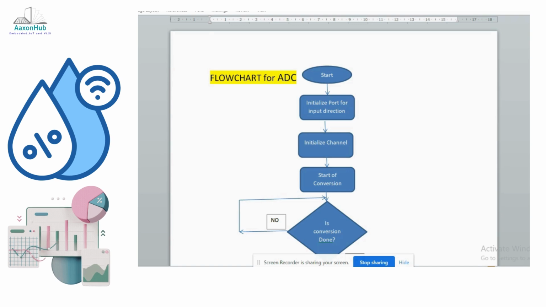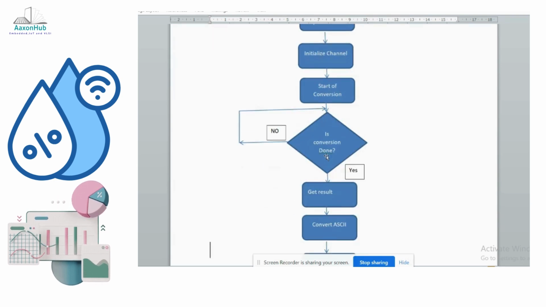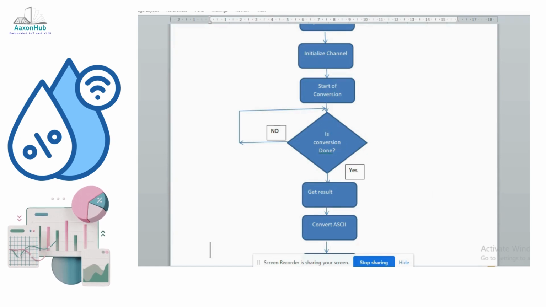To write code for ADC, the flowchart will be: start. After that, initialize the port as an input direction wherever you have connected the channel for the pot. After that, initialize the channel. Out of 13 channels, whichever channel you wanted to select, you have to enable it, and then start your conversion. Once you start the conversion, it is mandatory to monitor it by checking the status of whether the conversion is over or not.